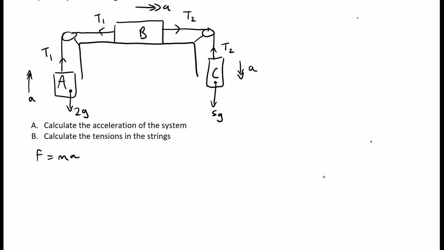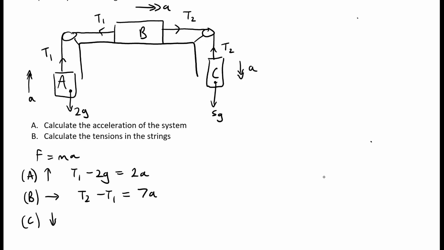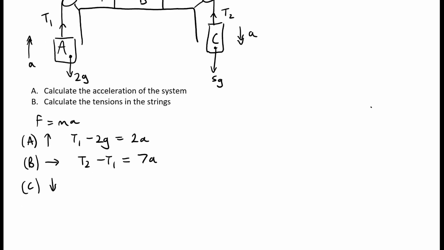So F equals ma. If we apply this to object A, resolving upwards, we'll have T1 minus 2g equals 2a. If we then apply F equals ma to object B, which is travelling to the right, so T2 minus T1, because T1 acts to the left in opposition to our positive rightward direction, equals 7a. We apply the same to C. C goes down, but it accelerates down, so we make down positive: 5g minus T2 equals 5a.